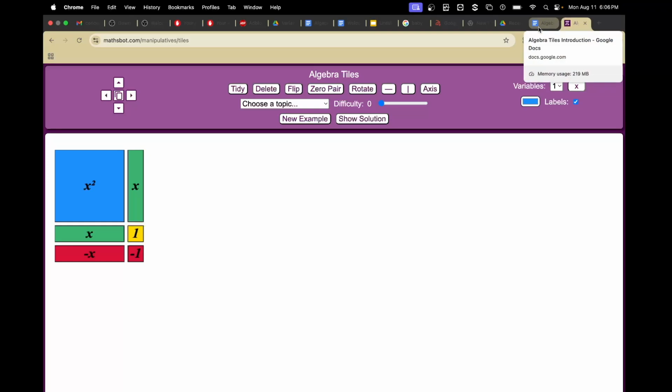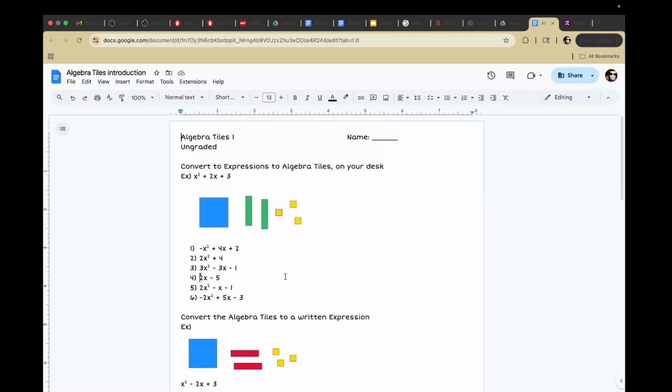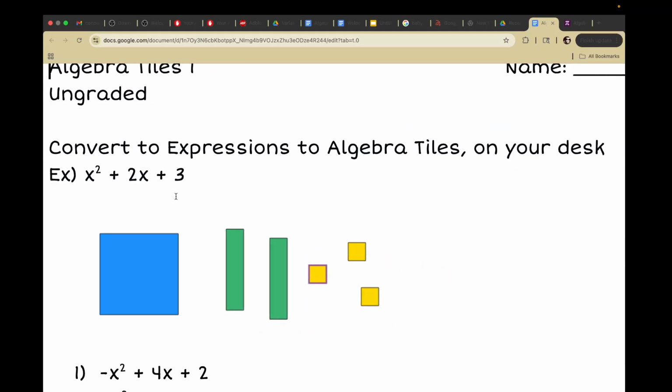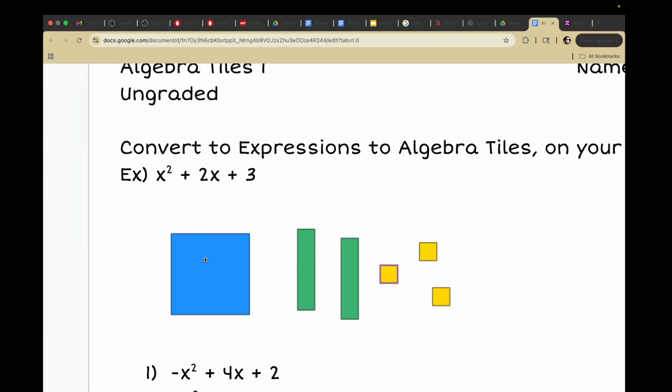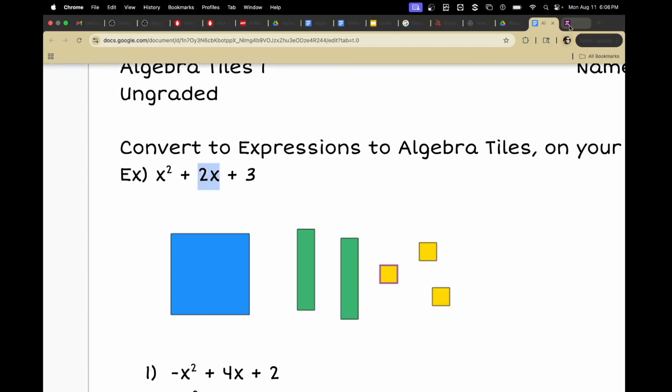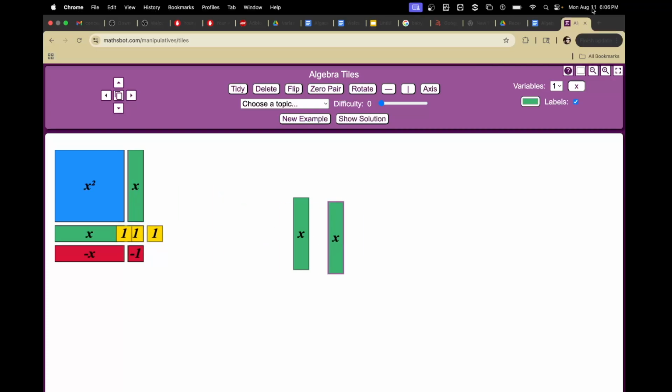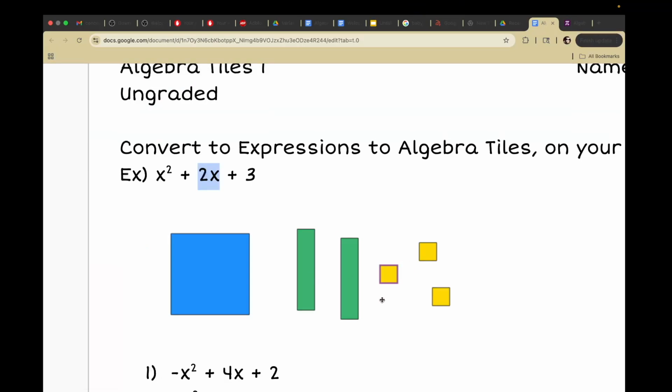You're going to have problems like this, where you're asked to make this out of algebra tiles. Here this says x squared, so you're going to put 1 x squared. If you see 2x, sometimes students will put an x and put a 2 in front of it, because they're looking at a 2 and an x. But 2x really means 2 x's, 2 times x, or x 2 times. So you're going to make it look like that. And then you have 3.